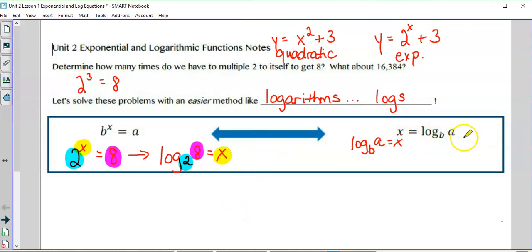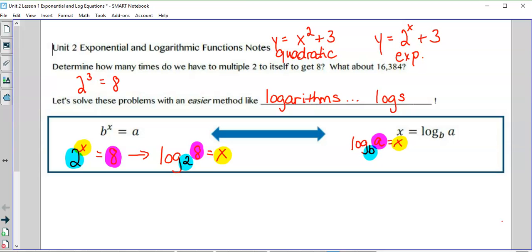So same thing over here. The exponent, and I'll color it the same color, is right there. The base, which I did teal, is here. And then the other part that ends up being the answer, or to the right of the equals, is right here.